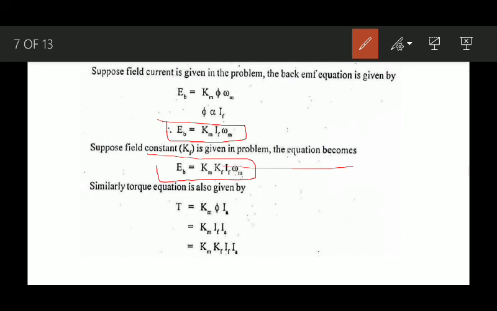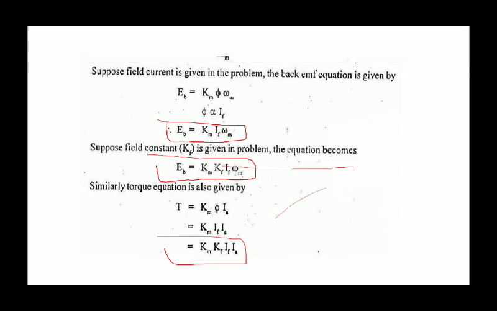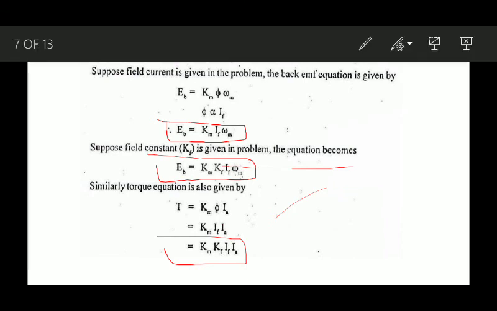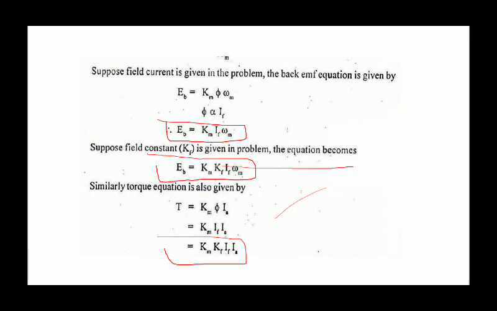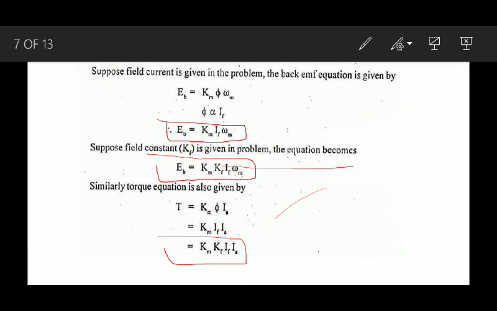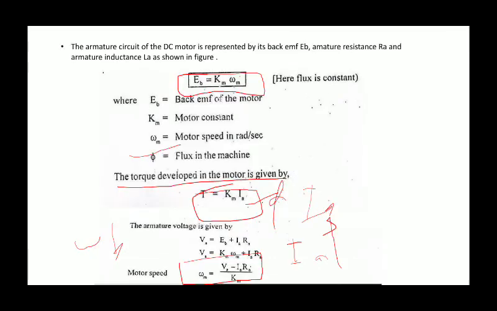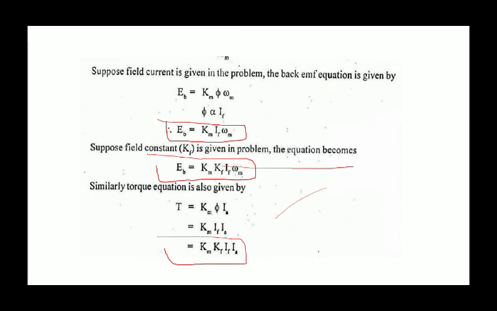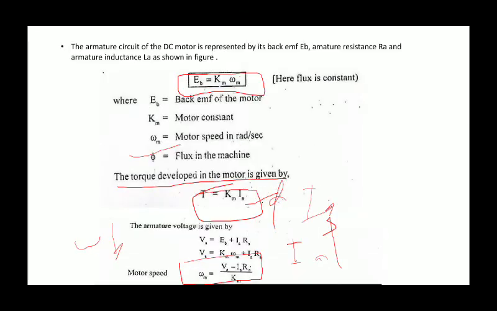Similarly, the torque equation is directly proportional to phi into Ia. As we know, phi is directly proportional to If, so we can represent phi with If, and we get the final expression of torque equal to K phi f into Ia. You can see the speed of a motor can be controlled with the help of armature current. When armature current is more, the speed will be less.